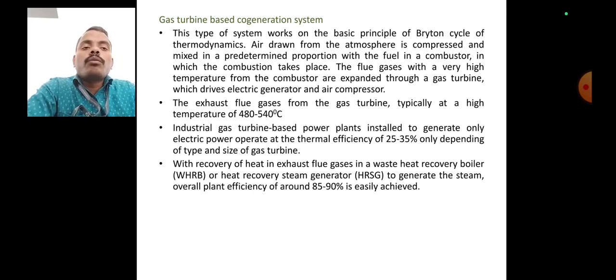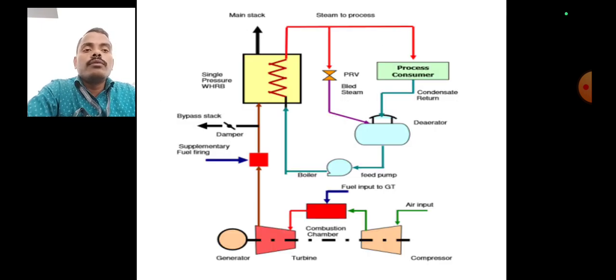Normally a gas turbine power plant has an efficiency of around 25 to 35%, depending on the type and size of the gas turbine. But using a heat recovery steam generator, or recovery of flue gas waste heat, the plant efficiency is increased to 85 to 90%. By this, we utilize more energy, reduce the usage of gaseous fuels, and generate more economy for a power plant or a nation.